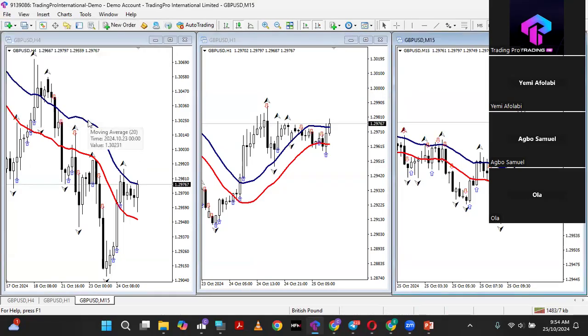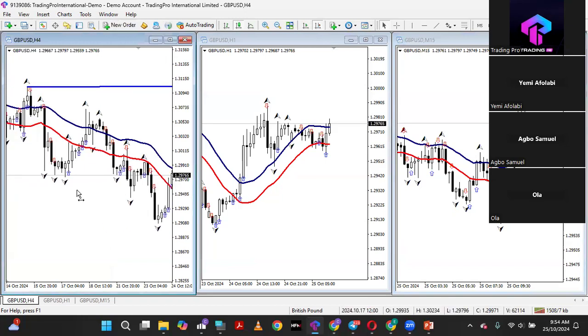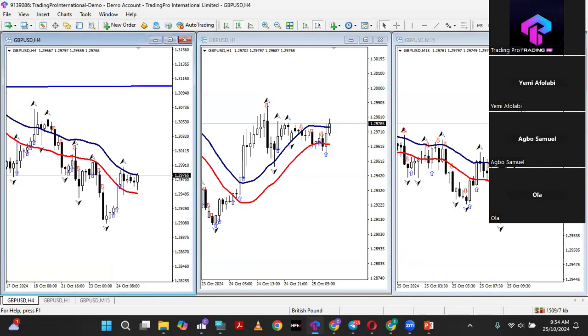What you're going to wait for, if you want to follow the 4-hour trend, is the 15-minute time frame. Who can tell me, if you want to follow the 4-hour trend, what are you going to do? Can somebody help me?